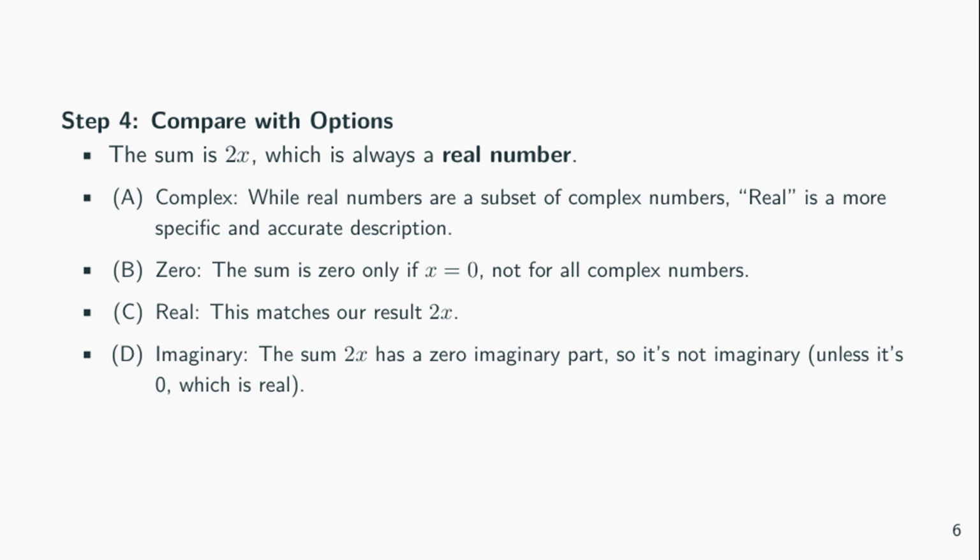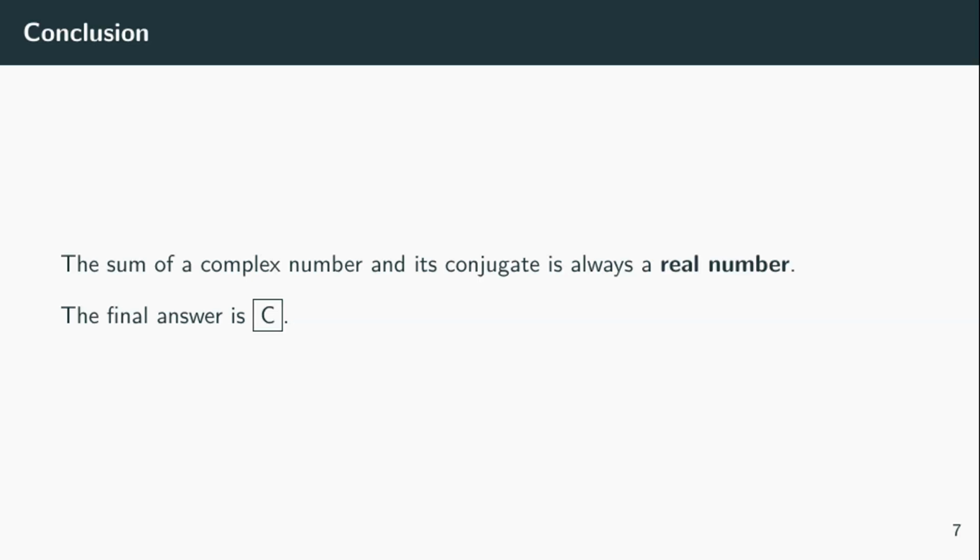B, 0: the sum is only 0 if our original real part x was 0. It's not 0 for every complex number. D, imaginary: the sum 2x has a 0 imaginary part, so it's not an imaginary number unless x is 0, in which case the result is 0, which is real. So, to conclude, the sum of a complex number and its conjugate is always a real number.